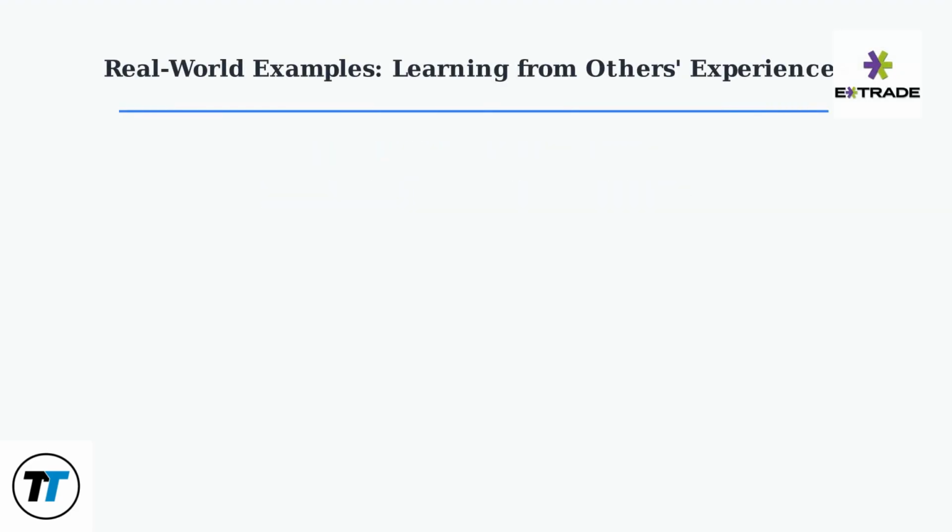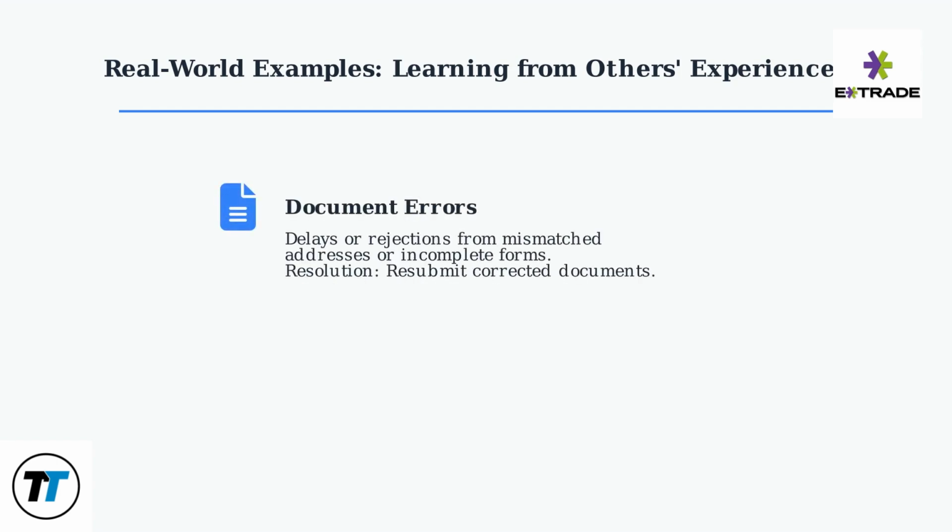Real-world examples show how common issues affect E-Trade account approvals. Many users experience delays or rejections due to simple document errors. Delays or rejections often stem from mismatched addresses or incomplete forms. The solution is usually to resubmit corrected documents.